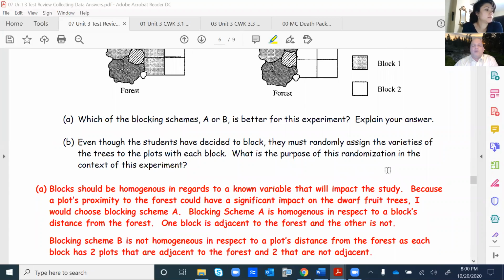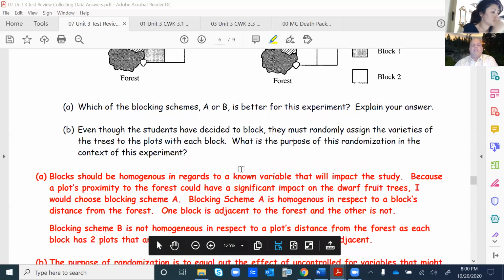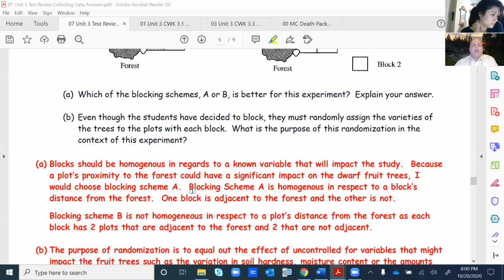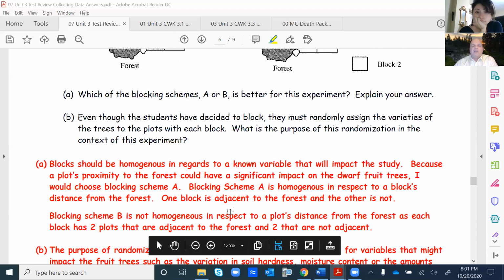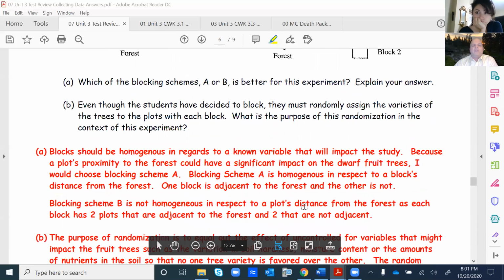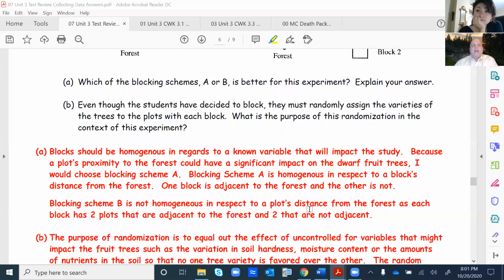We don't know what's going on in the forest, whether the animals come out and eat all the dwarf trees, or whether it blocks the light, or whether the soil is better. We have no idea. Because a plot's proximity to the forest could have a significant impact on the trees, I would choose blocking scheme A. Blocking scheme A is homogeneous in respect to a block's distance from the forest, or is similar in respect to a block's distance from the forest. One block is adjacent to the forest and the other is not. Blocking scheme B is not homogeneous in respect to a plot's distance from the forest. As such, each block has 2 plots that are adjacent and 2 that are not adjacent.